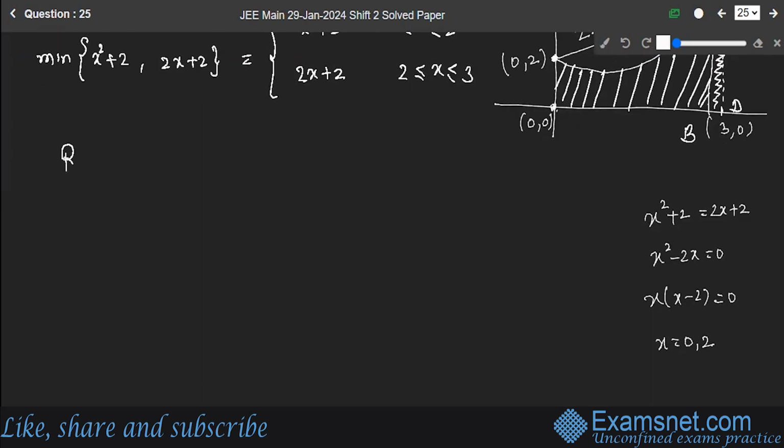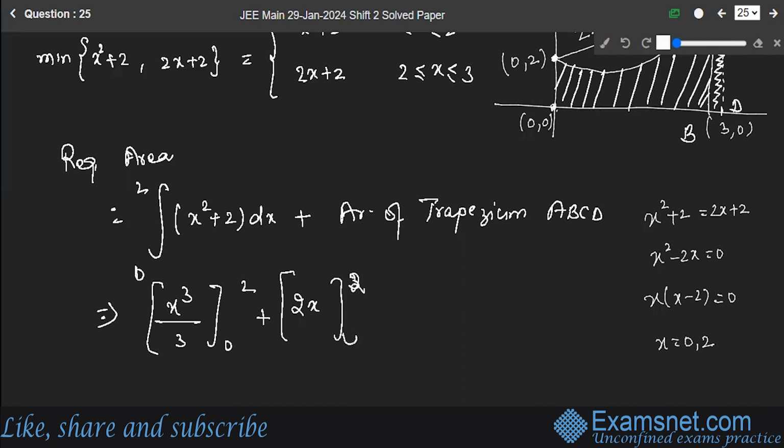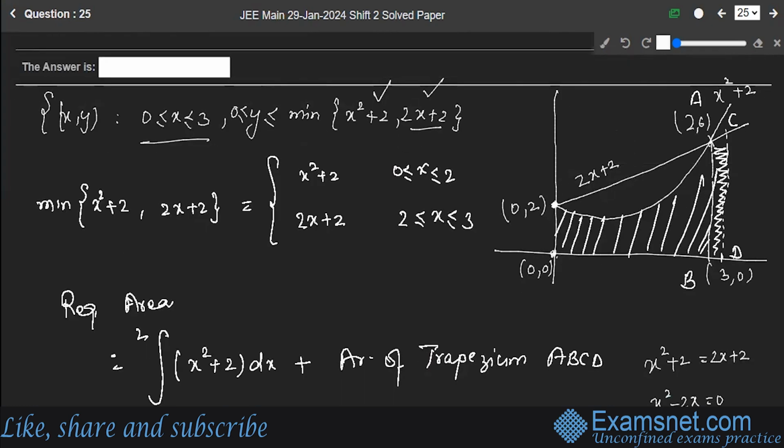First of all, required area will be the area of the curve from 0 to 2, x squared plus 2 dx, plus area of trapezium ABCD. Okay, this will be x cube upon 3 limits 0 to 2 plus 2x limits 0 to 2. Area of the trapezium is half into sum of parallel sides into height. What is the sum of parallel sides? AB, CD.